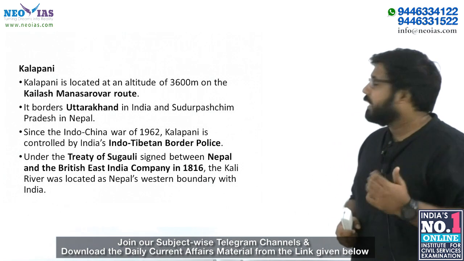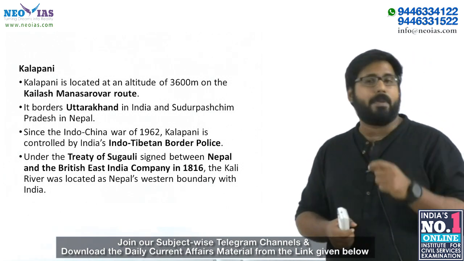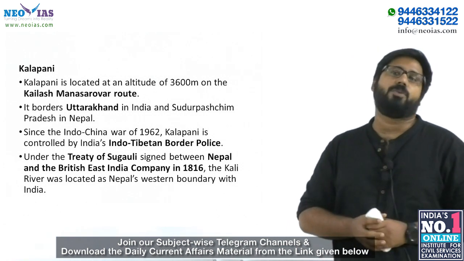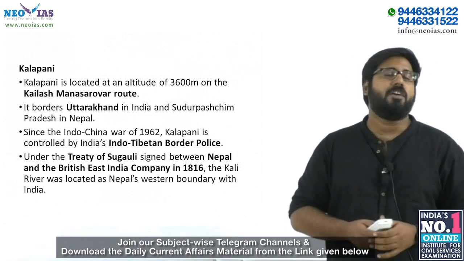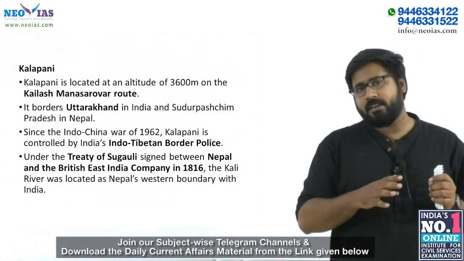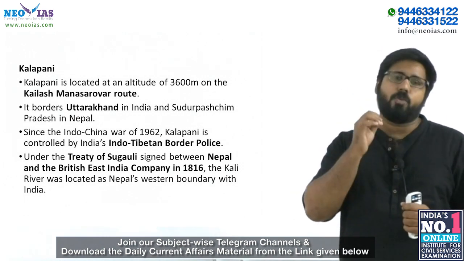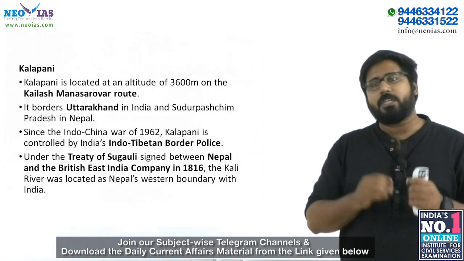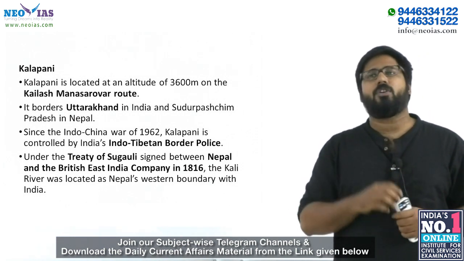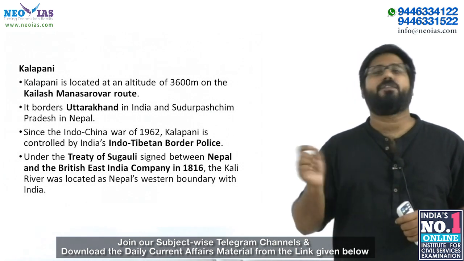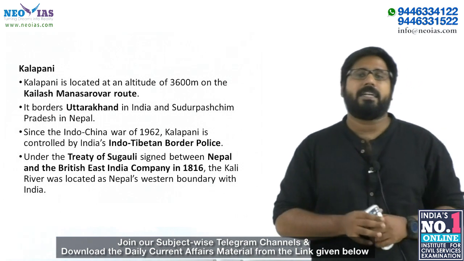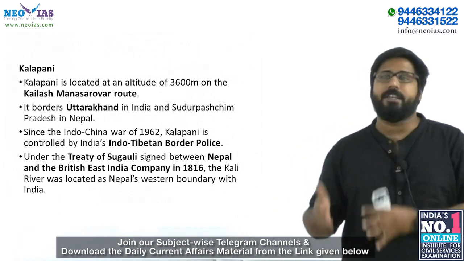Under the Treaty of Sugauli signed between Nepal and the British East India Company in 1816, the Kali river was located as Nepal's western boundary with India. Understand that this treaty made no mention of a ridgeline, and subsequent maps of the area drawn by British surveyors showed the source of the Kali river at different places. Because of that, there was a discrepancy that has led to boundary disputes between India and Nepal.